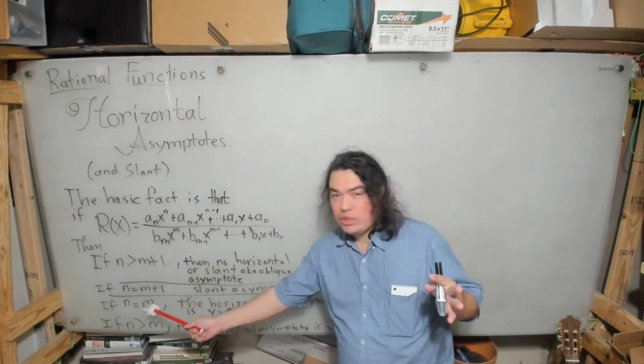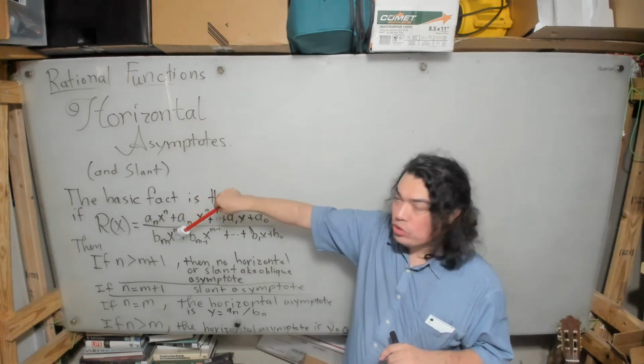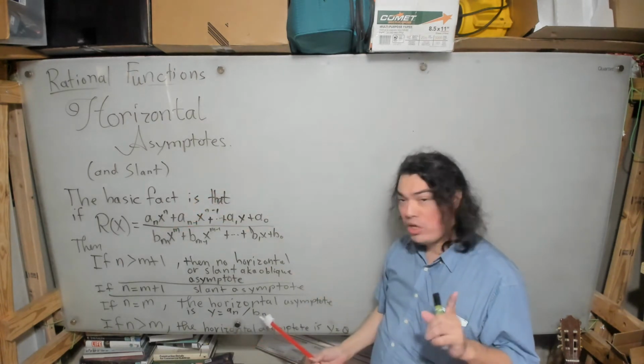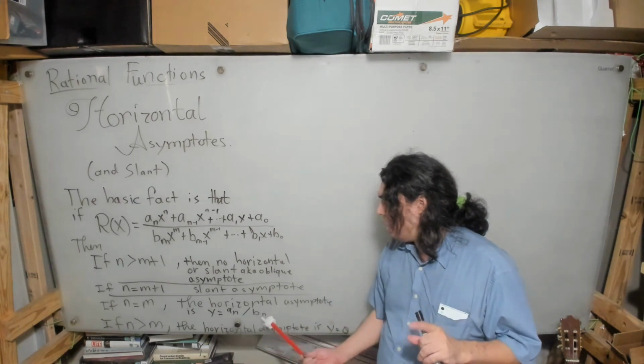If n equals m, what does that mean? In plain terms, that means that if the degree of the top is equal to the degree of the bottom, then the horizontal asymptote will be y equals a sub n divided by b sub m.